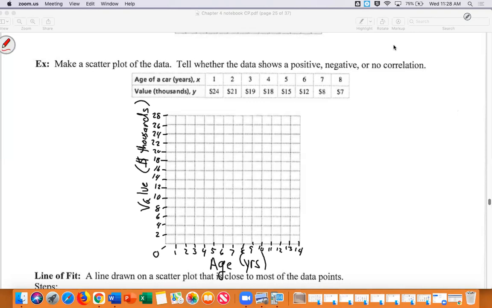Now I need to plot these points. Ava, you all good? So we need to plot 1 and 24. So we're going to go to 1 and 24. 2 and 21, that's going to be halfway between 20 and 22. 3 and 19. 4 and 18. 5 and 15. 6 and 12. 7 and 8. And 8 and 7.